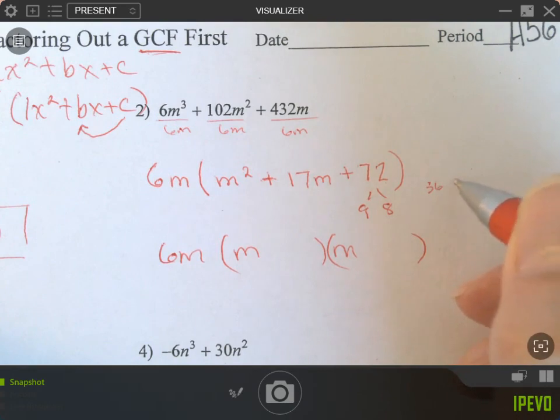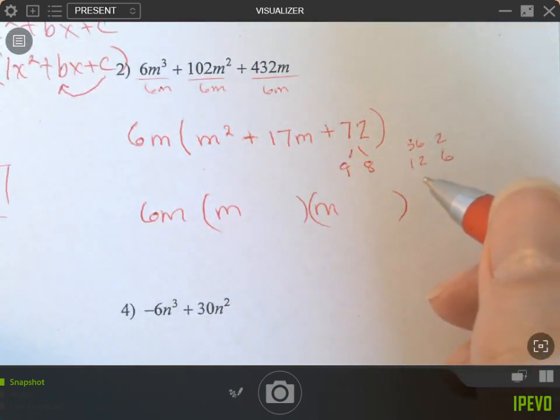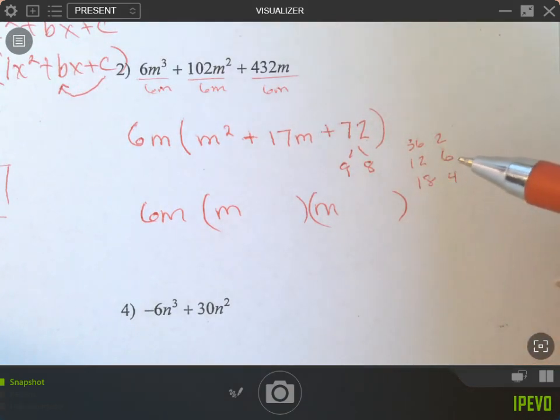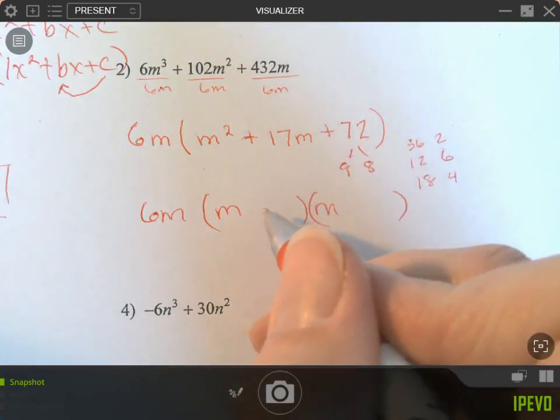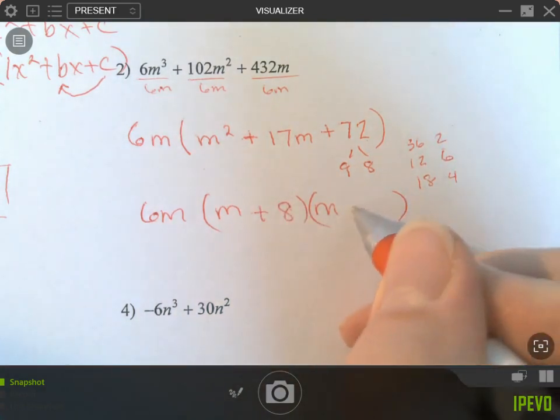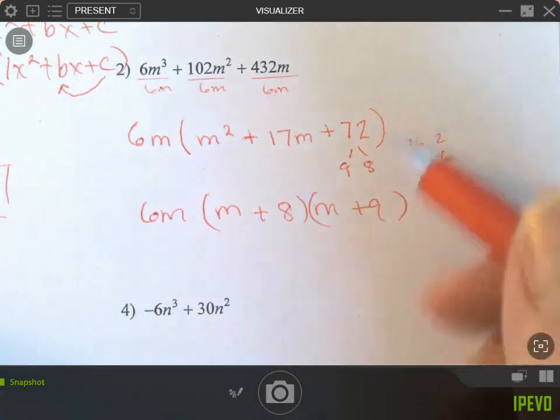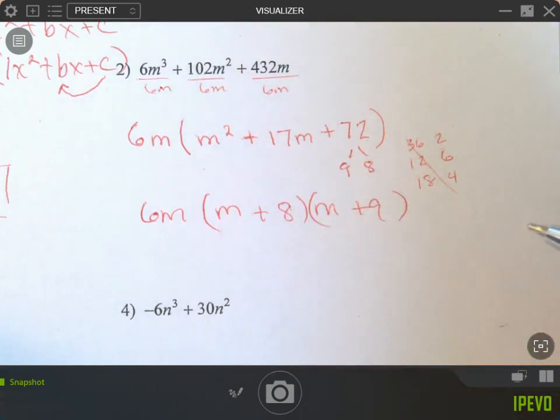Yes. 36 and 2, 18 and 4, 12 and 6. So whenever you look at this, it's going to be a positive 8 and a positive 9. I didn't need all of these, but if that didn't give me 17, I would keep factoring. You're going to double check that there's nothing else left.